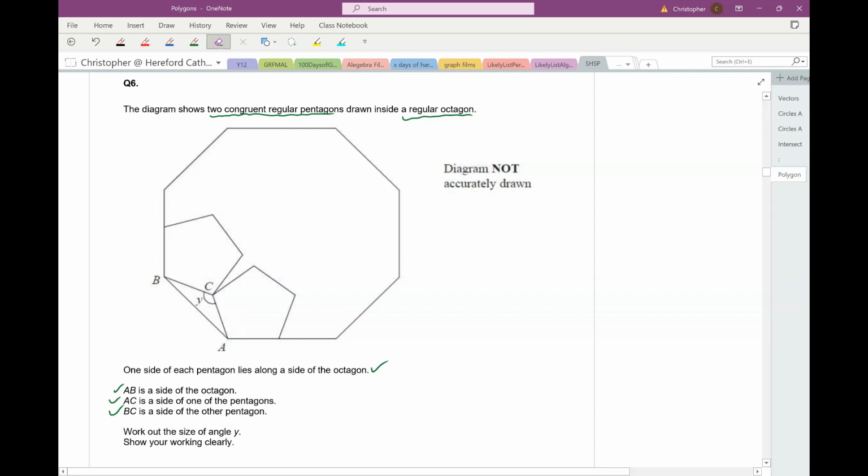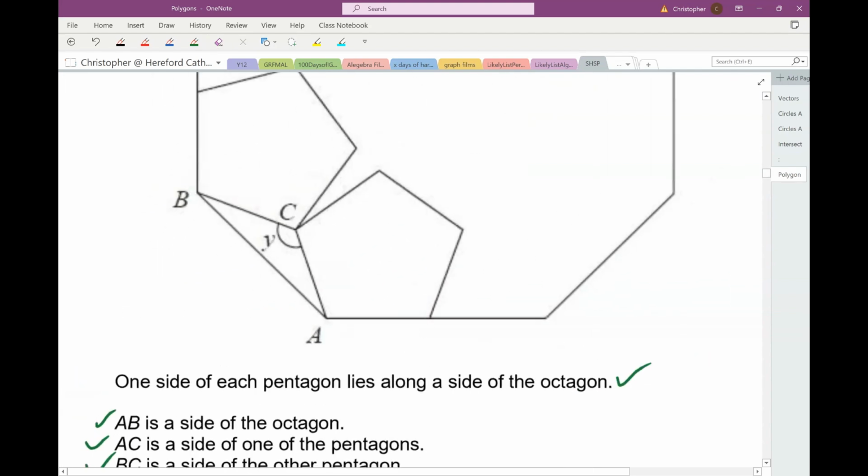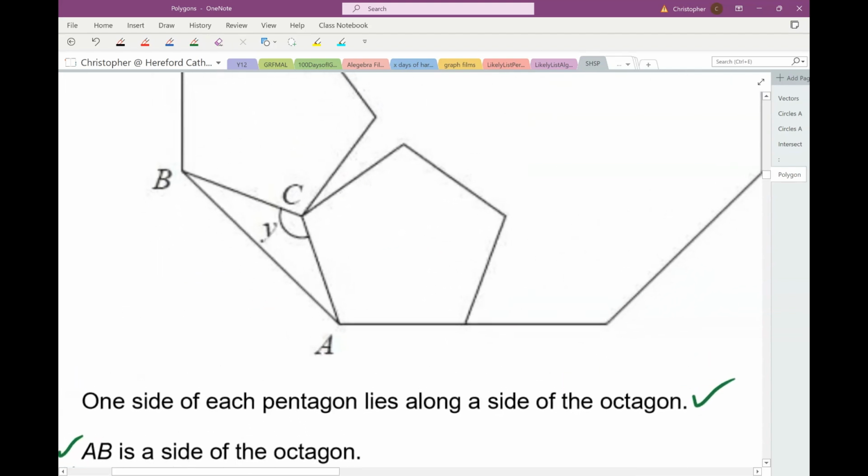Work out the size of angle Y. All right. Now, let's have a think. We've got a pentagon here, a regular pentagon. So I could work out the interior angle of that regular pentagon, couldn't I? Well, a pentagon's got 5 sides, so the exterior angle is 360 divided by 5, 72. So the interior angle is 180 minus 72.